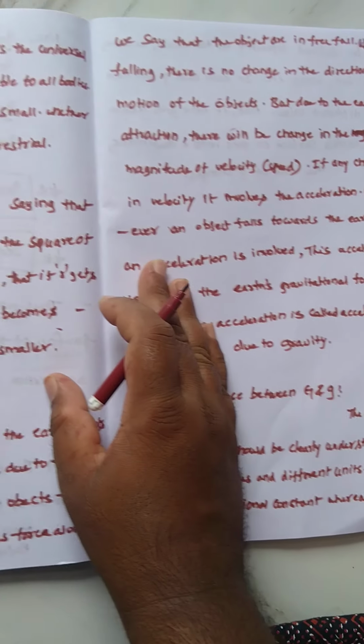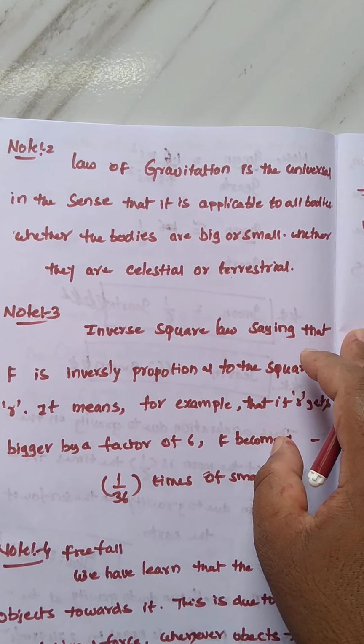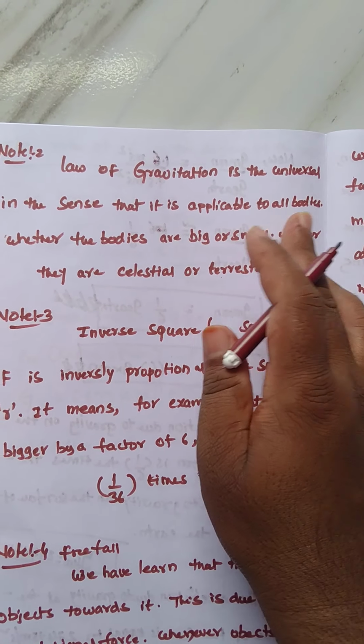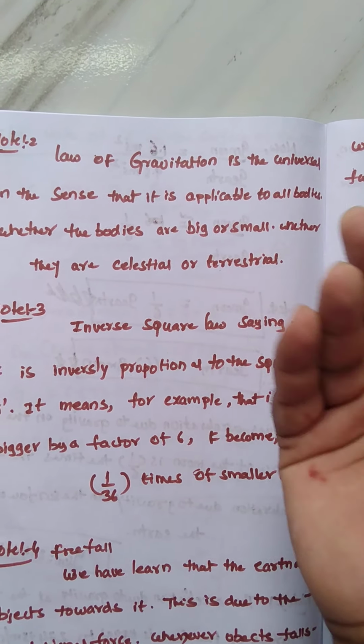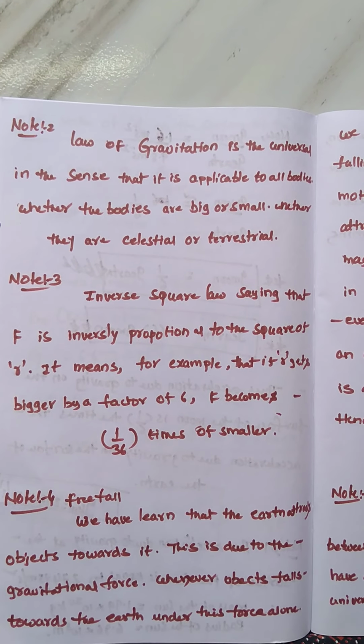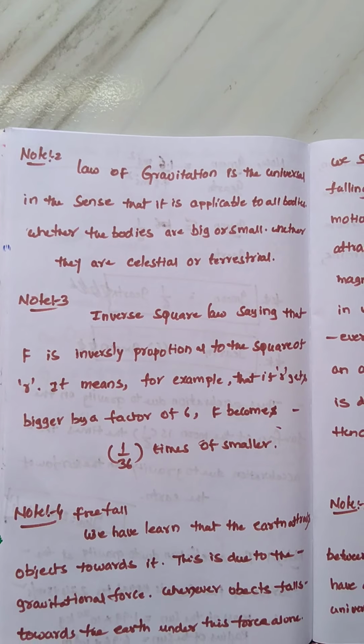And see, dear students, another note point. We know this law of gravitation is universal in the sense that it is applicable to all bodies, whether the bodies are big or small, whether they are celestial or terrestrial. So this law will be applicable for all bodies. Already I discussed this.